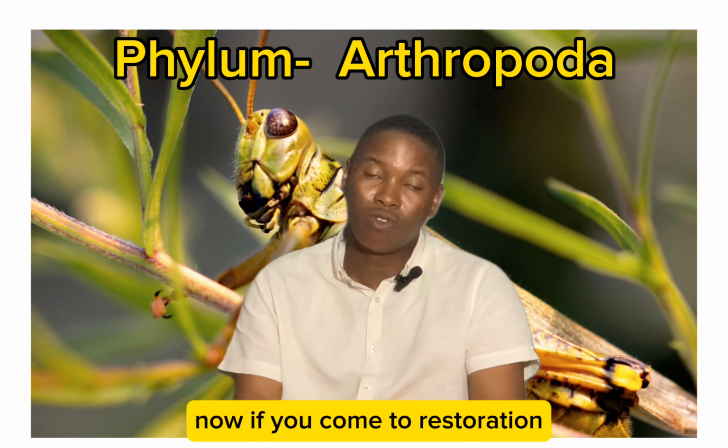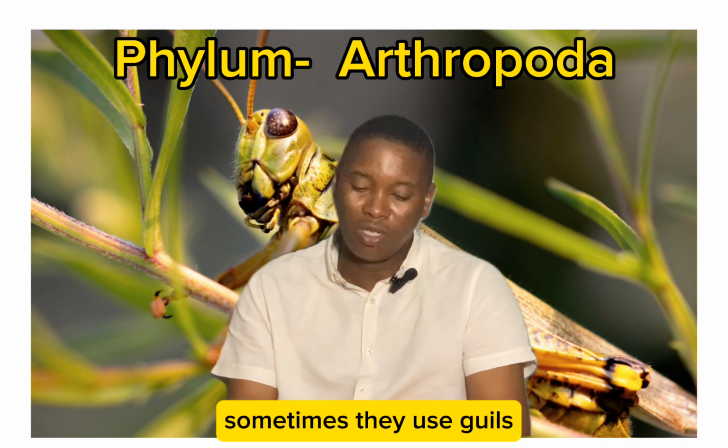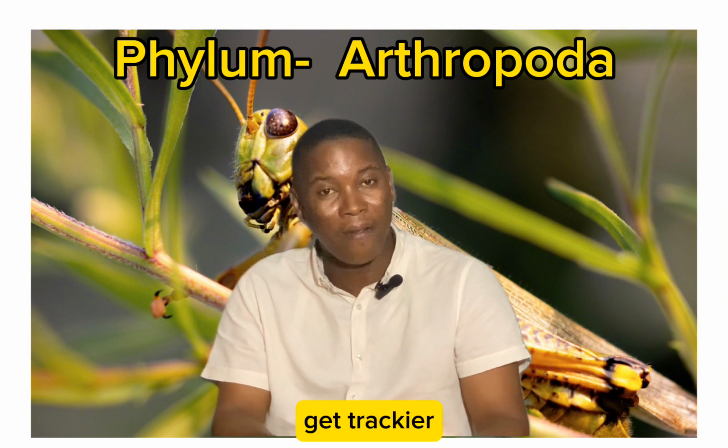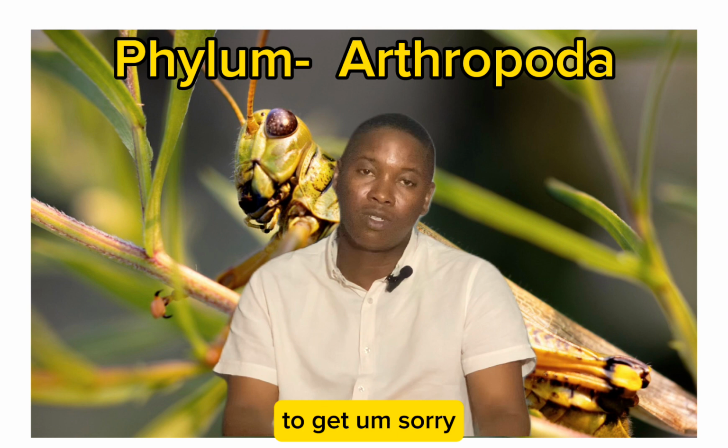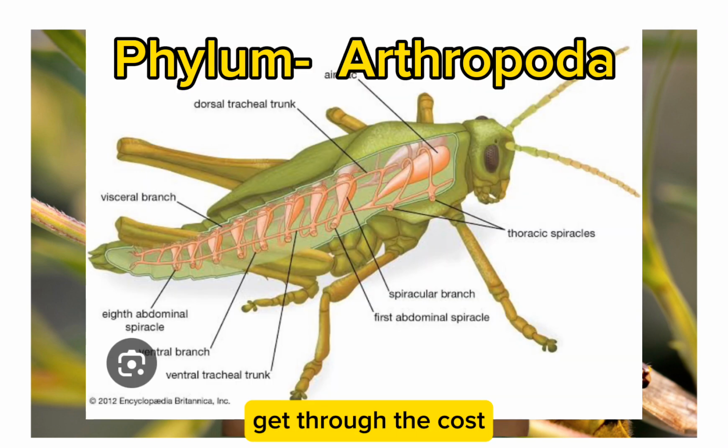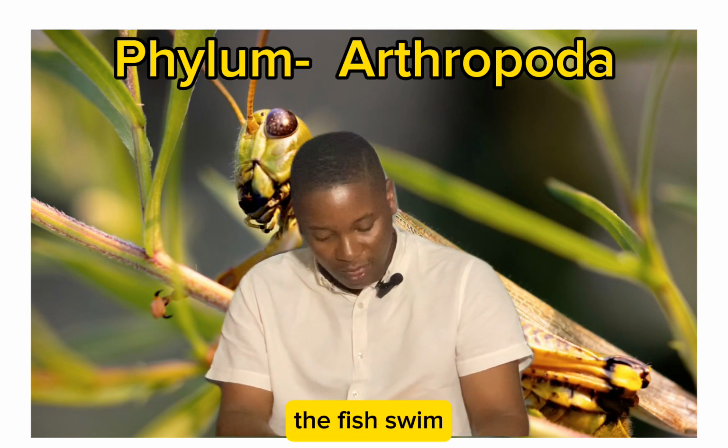Now, if you come to respiration, sometimes they use gills. Some of them have trachea, and some of them have what they call book lungs. Some insects also have what they call spiracles. They use them to respire, to take in oxygen and remove carbon dioxide. Arthropods can swim, and can walk.